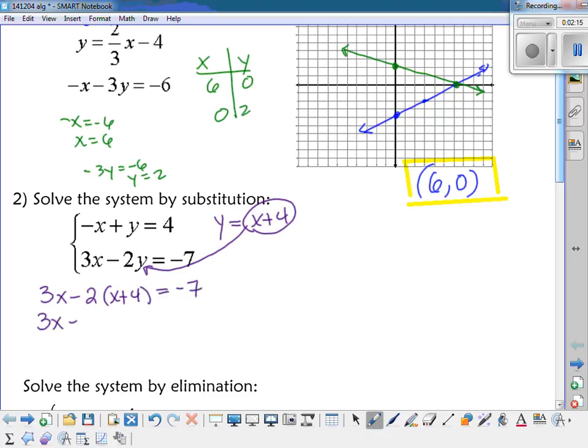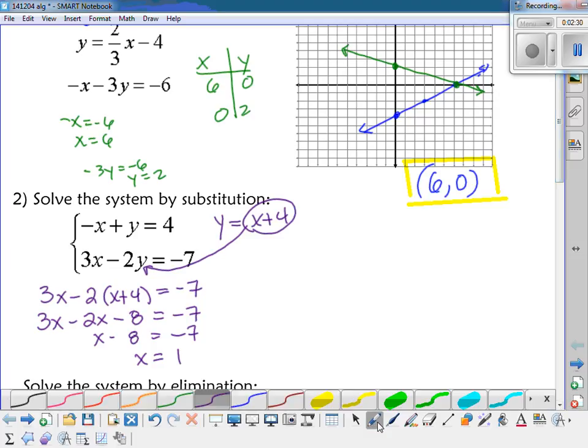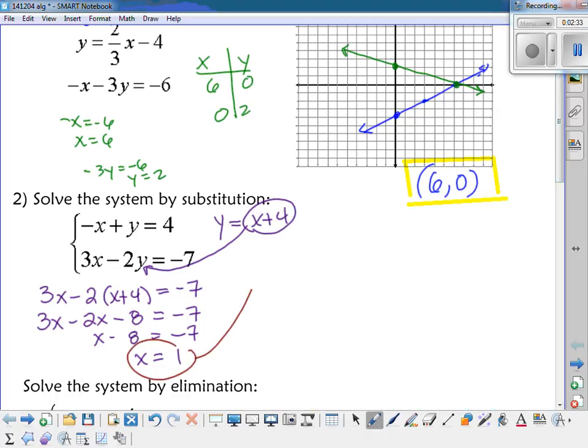If I distribute my -2, I get -2x minus 8. And so I have x minus 8 is equal to -7. If you add the 8, did you guys get x equals 1? All right, then I can take that x equals 1. I can plug it in up here to figure out what y is. So what's y going to be? 5. So the answer to that one would be 1, 5. Okay, any questions? Did you have a question?